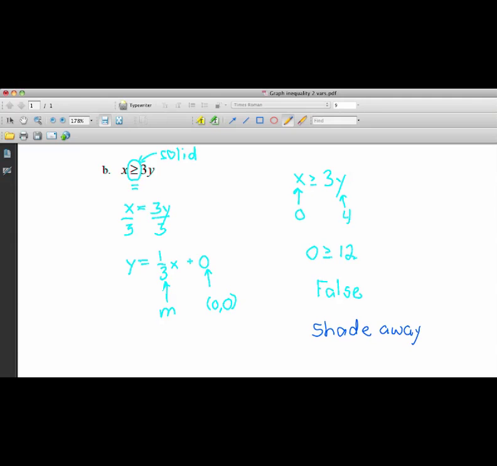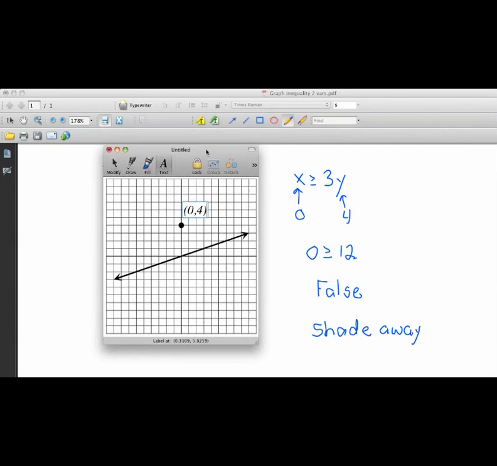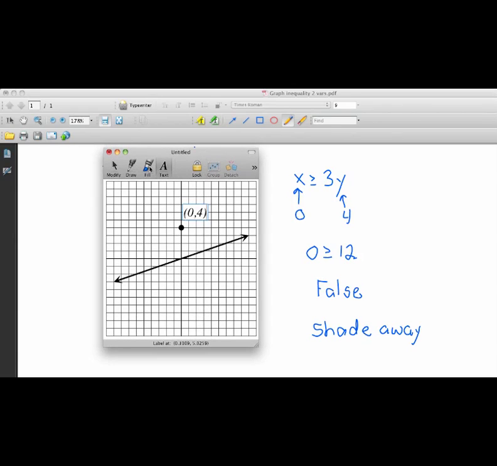So bringing this graph back over, I will fill in the region that's on the opposite side of the line from the test point that I chose. And there we have our graph.